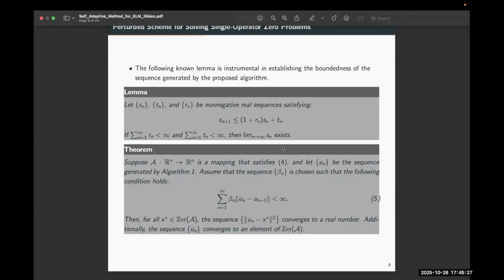So the following lemma also is a very known lemma. We know this one. We use it to establish the convergence. Just bring it here for inclusion. And this is the main theorem.